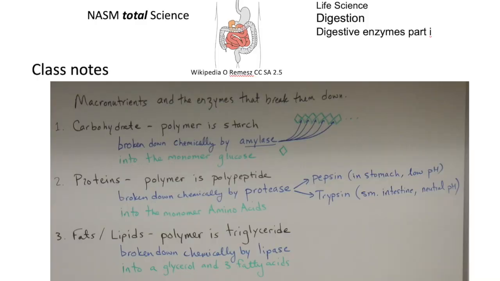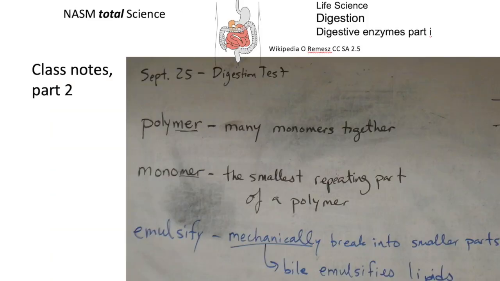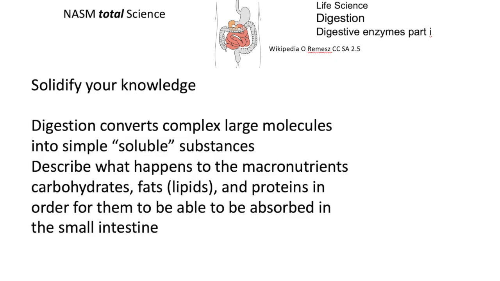And then again, pause these, a reminder of class notes. And then solidify your knowledge. Answer these questions. What happens to the macronutrients, carbohydrates, fats, and proteins in order for them to be absorbed in the small intestine? So pause that and do some answering.